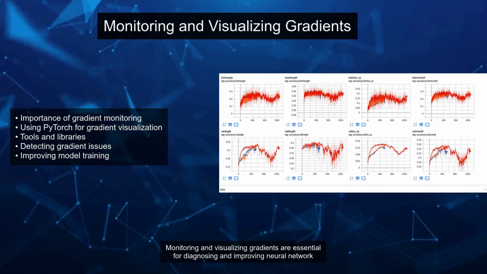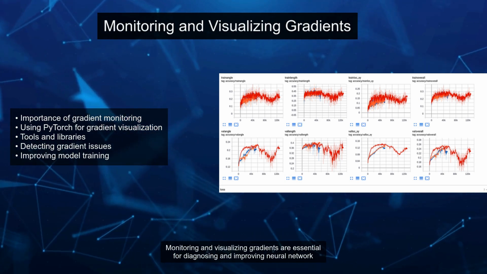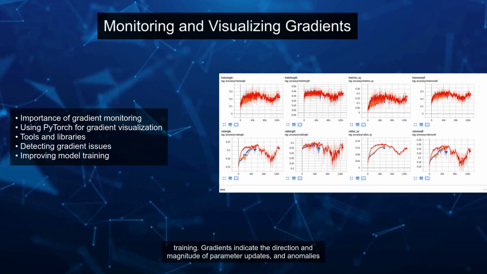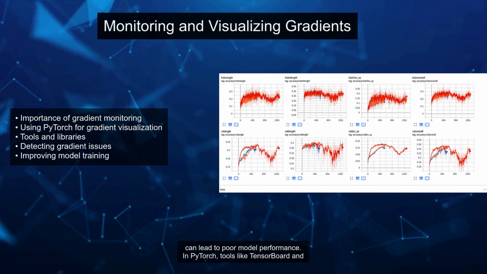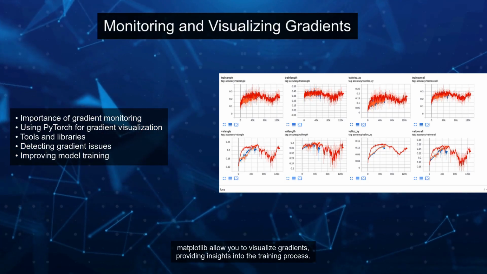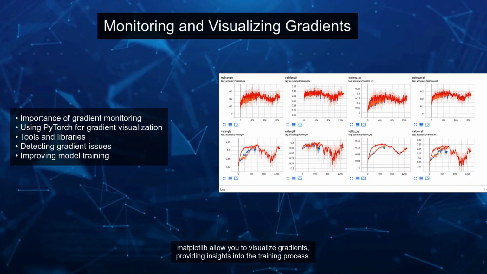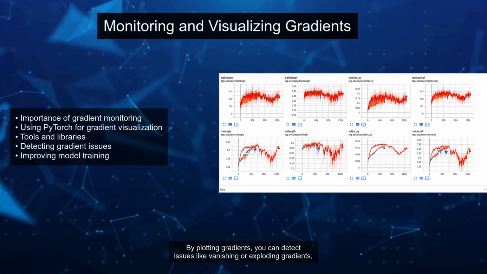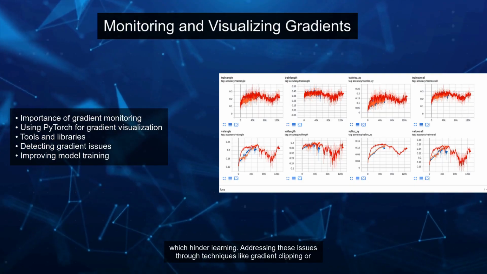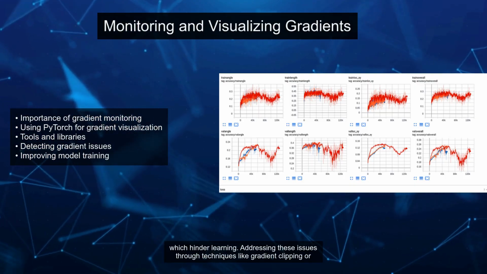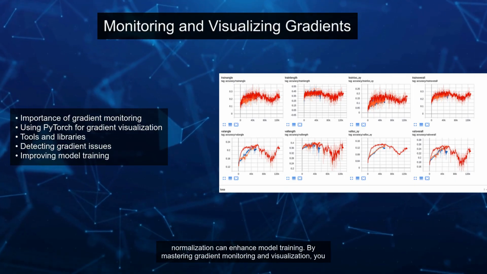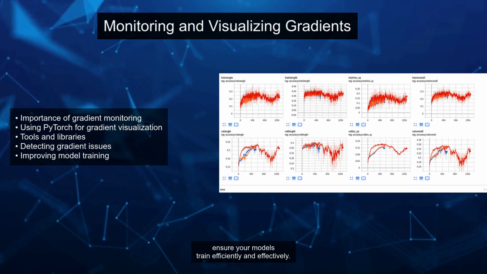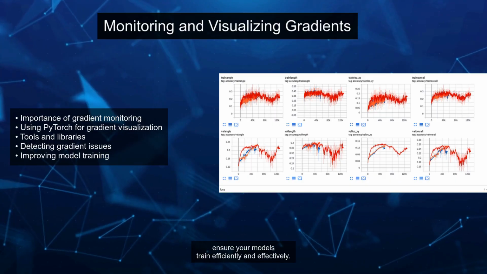Monitoring and visualizing gradients are essential for diagnosing and improving neural network training. Gradients indicate the direction and magnitude of parameter updates, and anomalies can lead to poor model performance. In PyTorch, tools like TensorBoard and Matplotlib allow you to visualize gradients, providing insights into the training process. By plotting gradients, you can detect issues like vanishing or exploding gradients, which hinder learning. Addressing these issues through techniques like gradient clipping or normalization can enhance model training. By mastering gradient monitoring and visualization, you ensure your models train efficiently and effectively.